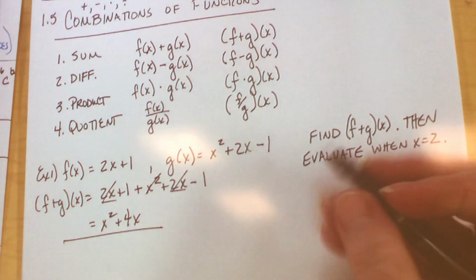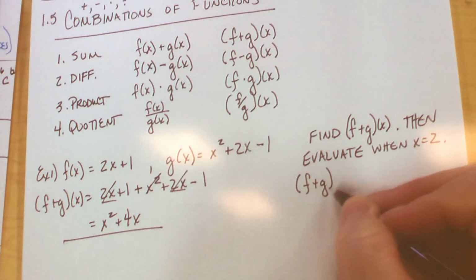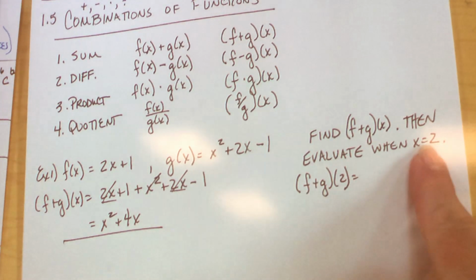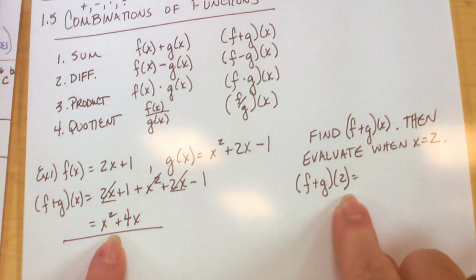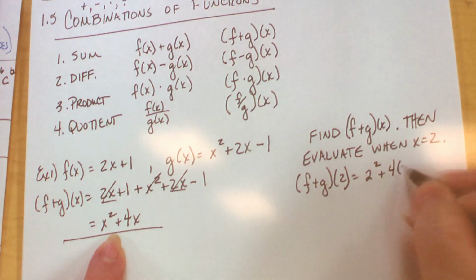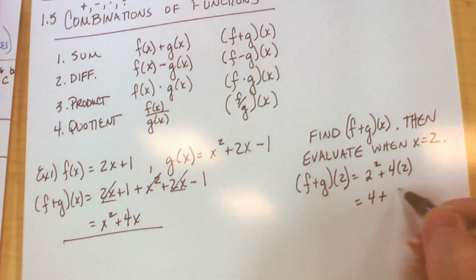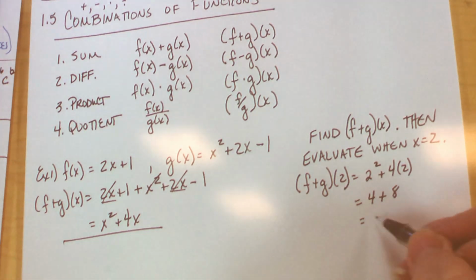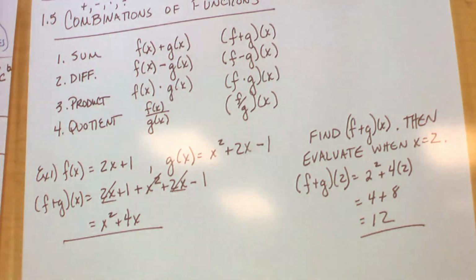And then they want me to find, could I have said it like this? F plus G of 2. Is that the same thing? Yes. So what will I do? Plug 2 in. Yeah, you just plug 2 in over here. This is F plus G of x. So I'm gonna go 2 squared plus 4 times 2. What's 2 squared? 4. Plus 4 times 2 is 8, and 4 and 8 make 12. So there's my second answer. Anybody got a question?